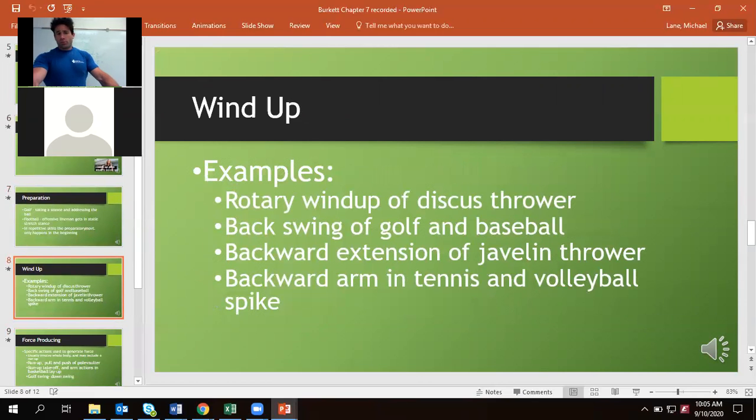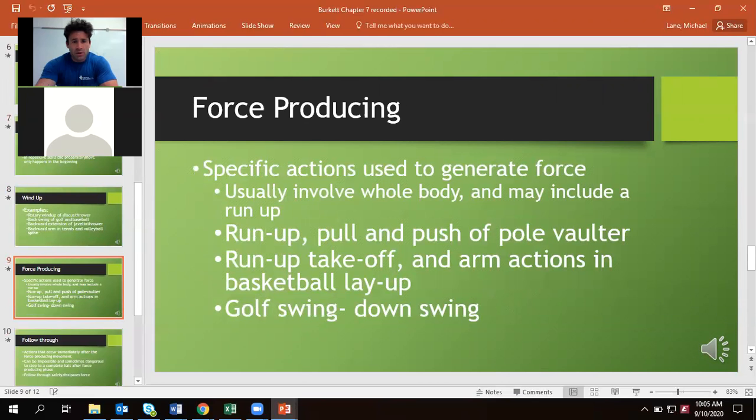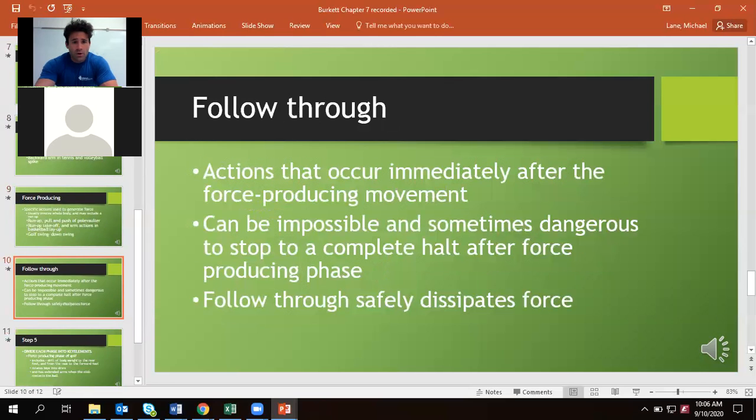So wind up, I think for a lot of you guys should probably be pretty straightforward and pretty easy. The force producing is also pretty easy, because that's where you're trying to get yourself up to speed. That's where you're generating the force to accomplish whatever skill you're looking for. Your follow through is effectively right after you did the movement.